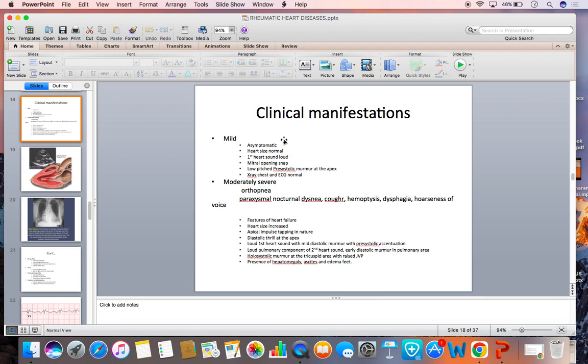So these are the features of mitral stenosis with congestive heart failure.